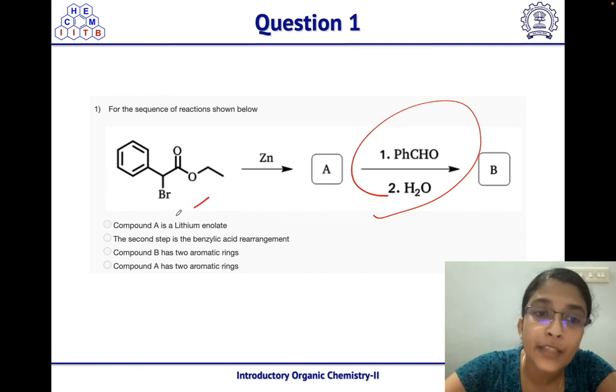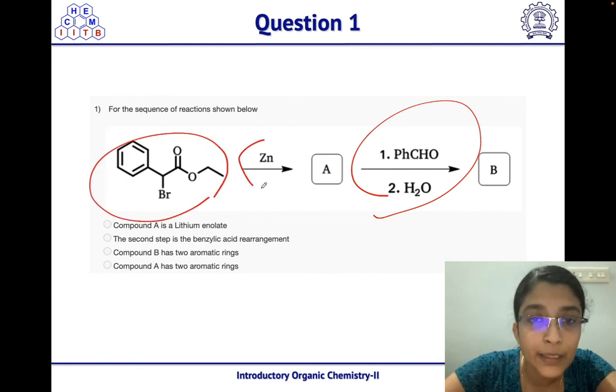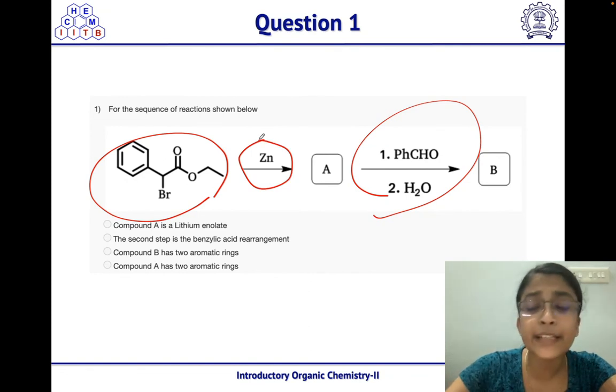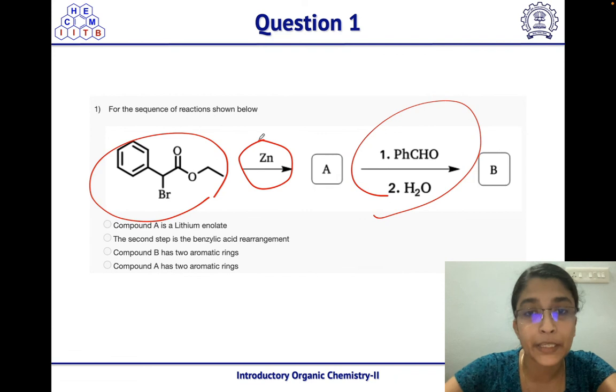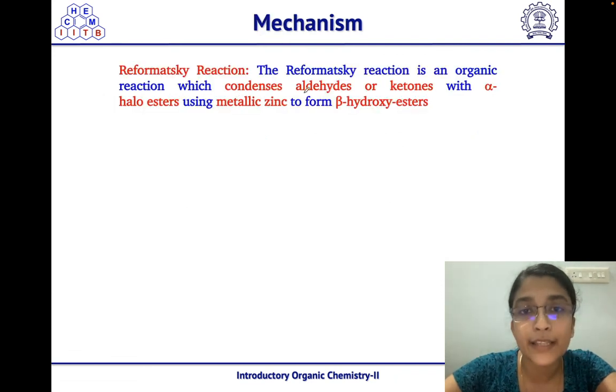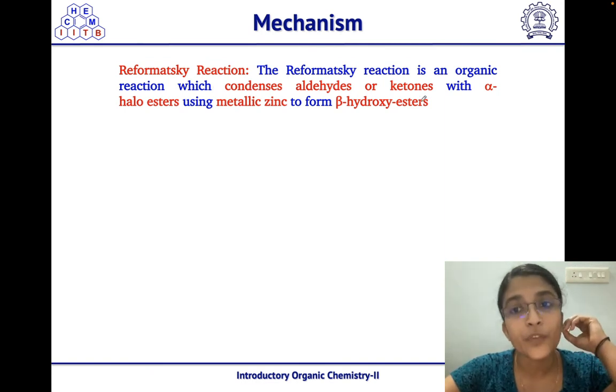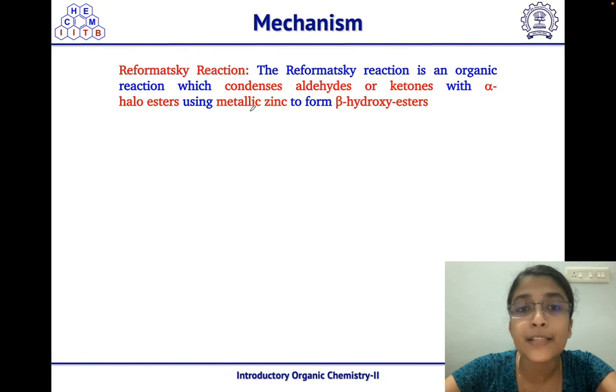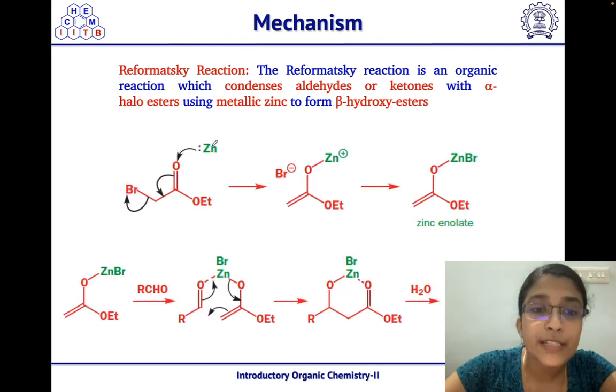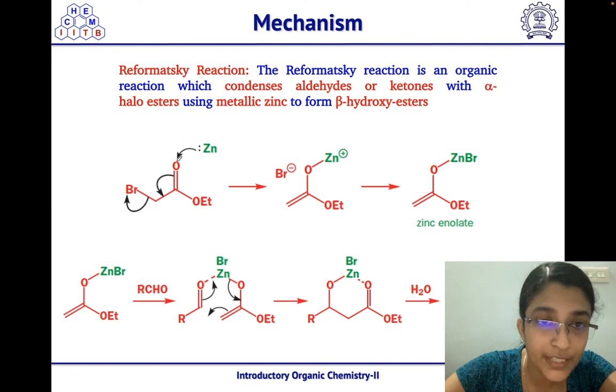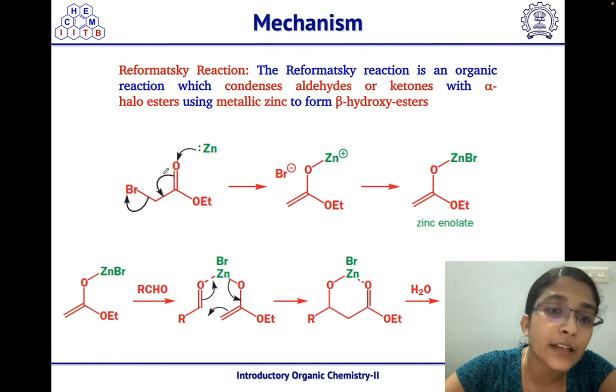So here we are having an alpha halo ester and zinc. So we are clear that this is Reformatsky reaction taking place here. So, what is a Reformatsky reaction? Reformatsky reaction is an organic reaction where an aldehyde or a ketone will condense with alpha haloesters in the presence of metallic zinc to form beta hydroxy ester. So, we will see the mechanism for Reformatsky reaction. First, the zinc will add on to this oxygen, then this carbon oxygen double bond will break and this electron density will shift leading to formation of a double bond here.